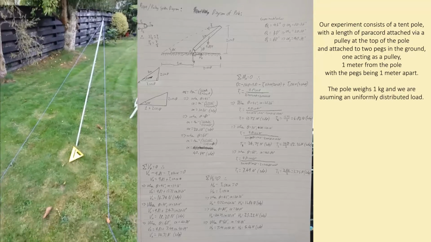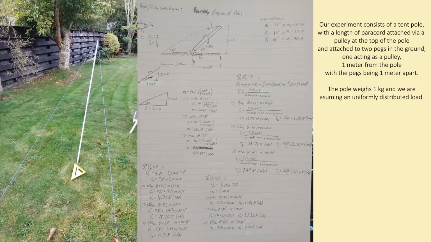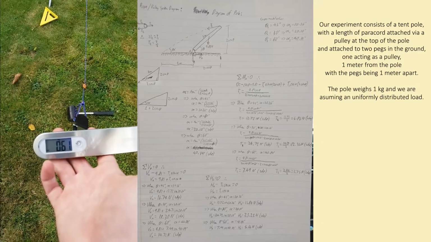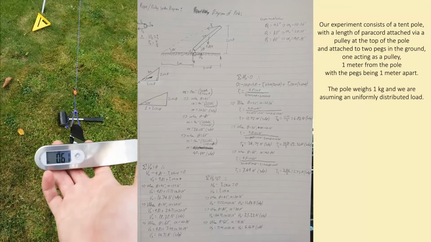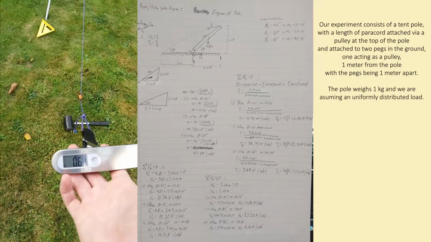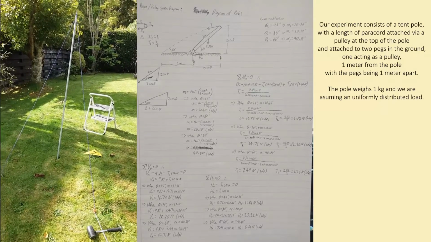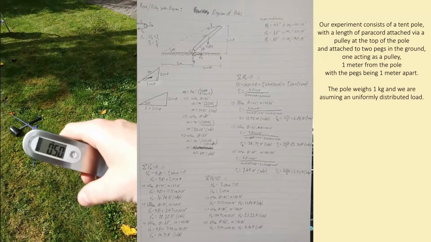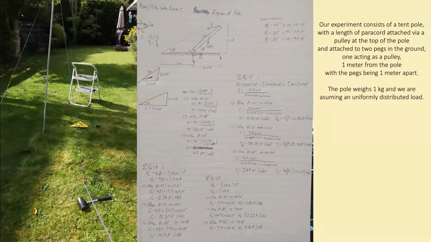Now this is test number 2, where we are using an angle of 30 degrees. And as you can see, the tension in the rope has increased to 0.61 kgs. And now lastly, we are testing 60 degrees, which is giving us a tension force of 0.5 kgs.